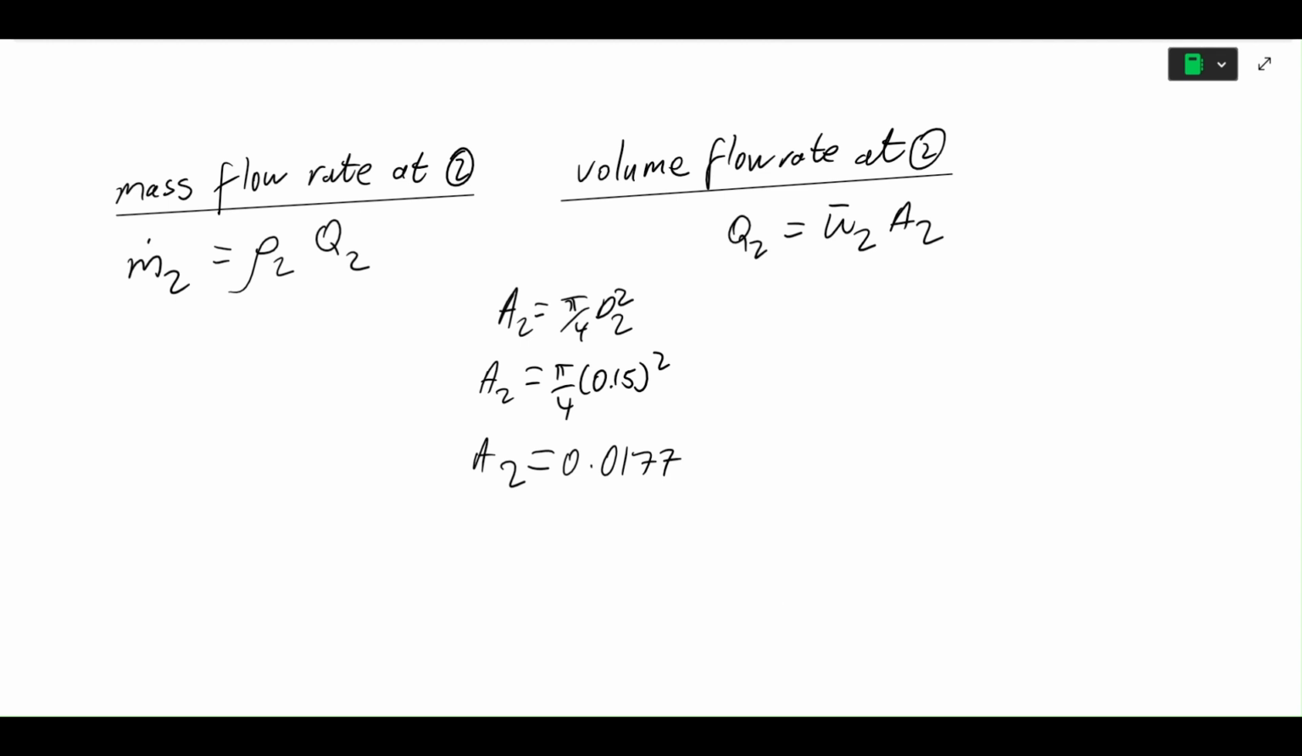Seven. I'm just thinking, why am I doing that one? I could just write it, like, convert it in there. Oh well, too late now. Q2 is equal to, was it 45? I think it was 45 times 0.0177.